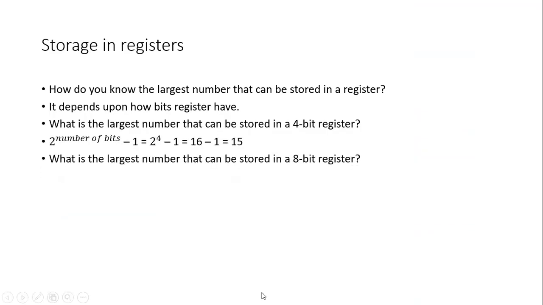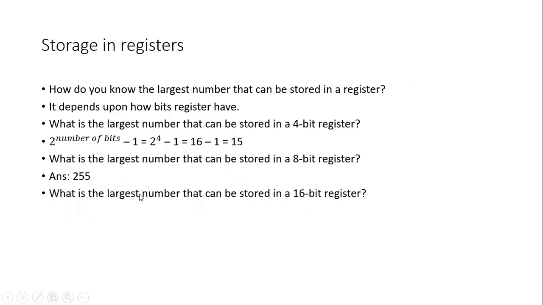What is the largest value that can be stored in an 8-bit register? Again, we have 2 to the power 8 minus 1, and 2 to the power 8 comes out to be 256. Minus 1 gives you 255. Similarly, for the largest number for a 16-bit register, use this reasoning. 2 to the power 16 minus 1, and that goes to 65,535. This is the largest number that we can have in a 16-bit register.